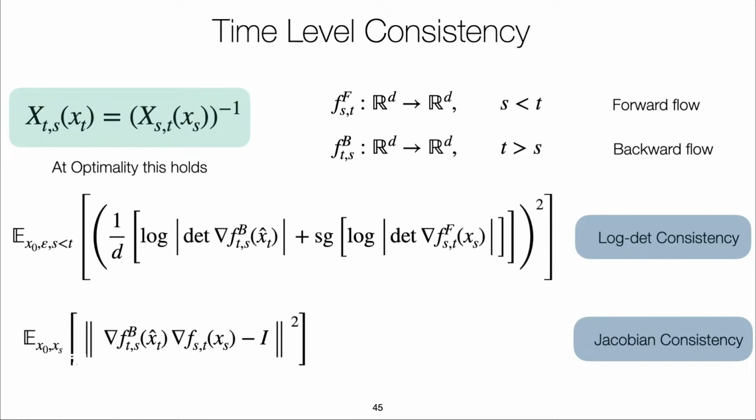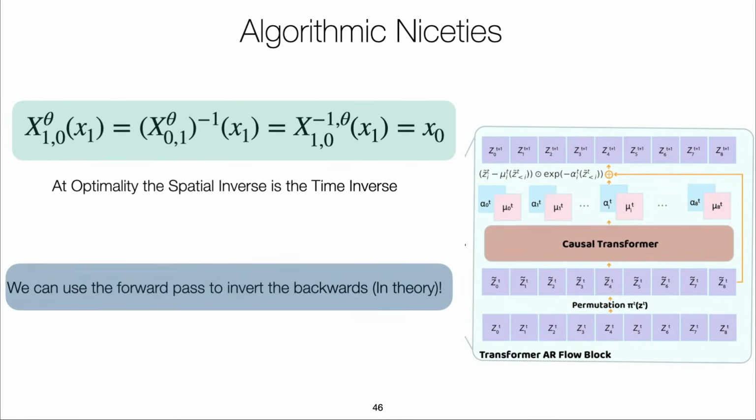Now, why is this a subtle but interesting point? It lets you do something very weird, which is you can simulate the inverse of a normalizing flow by just switching the time conditioning. If your NFM is trained to optimality, then I can recover the spatial inverse by just doing a forward pass with the time variables switched.